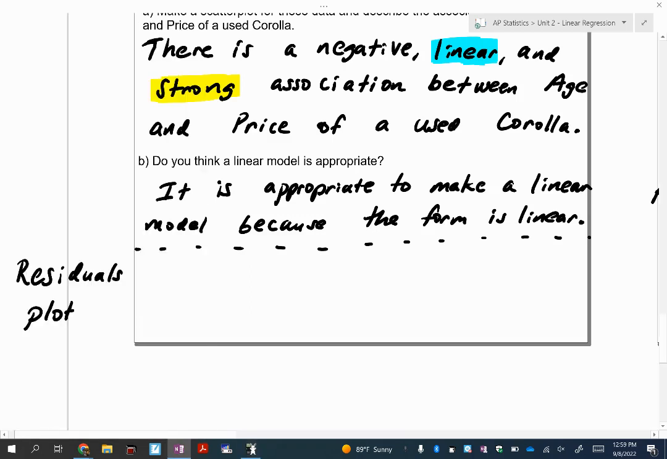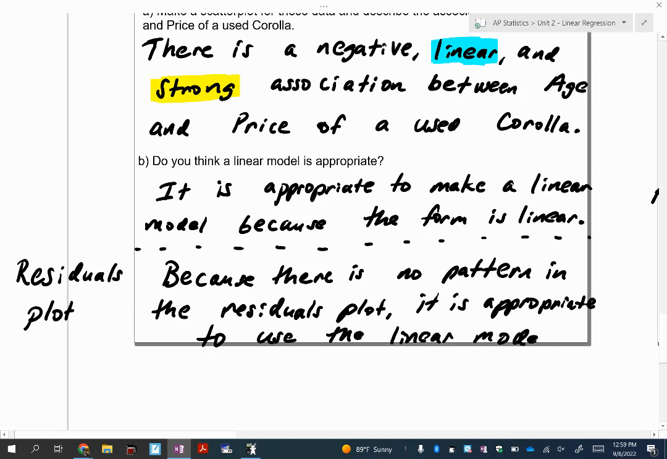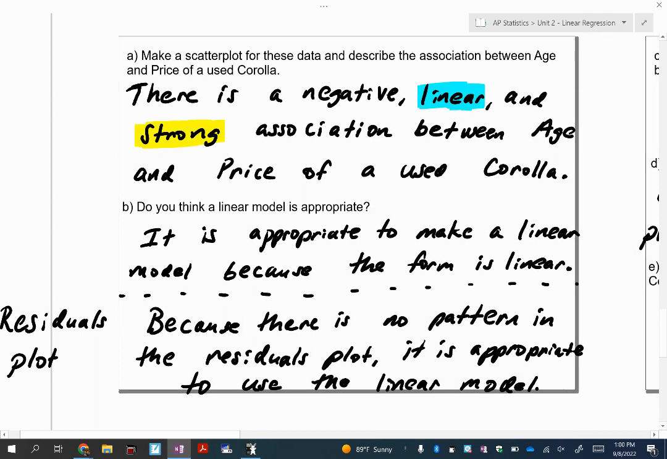So because there is no pattern in the residuals plot, it is appropriate to use the linear model. All right? So that's kind of the second check you have to do before you actually end up using it. Now, we'll talk about in Chapter 10, which is literally all Chapter 10 is devoted to, what happens when you look at the residuals plot and boom, it's not appropriate. You see a very distinct pattern, a distinct curve or bend, right? So we'll talk about what to do if that happens.